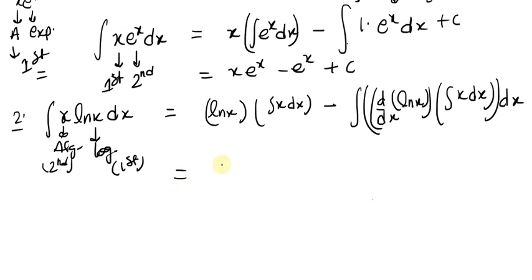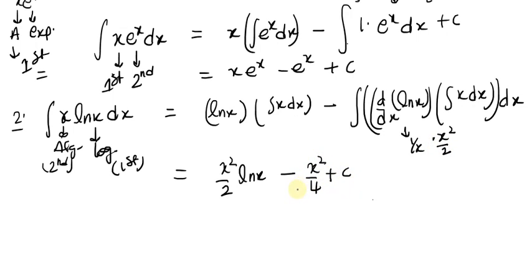Now you just simplify. Then this will be x square by 2 ln x, and then minus, the 1 by x will come here, and here it will be x square by 2, so that one x will be cancelled out, and then x square by 2 divided by 2. So you will write here x square by 4 plus c. So this will be the answer.